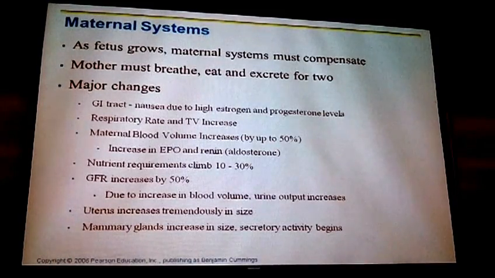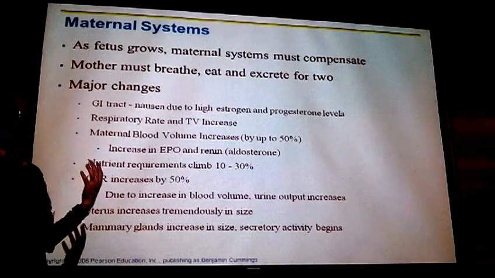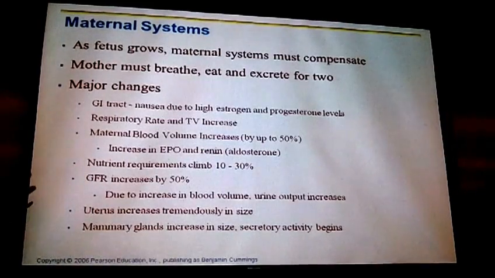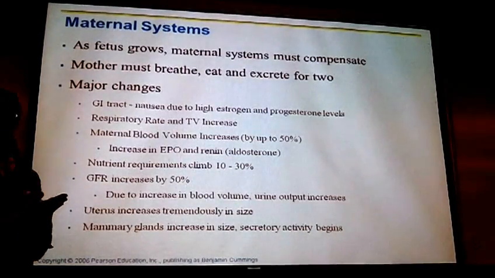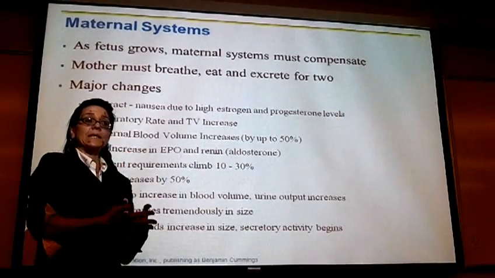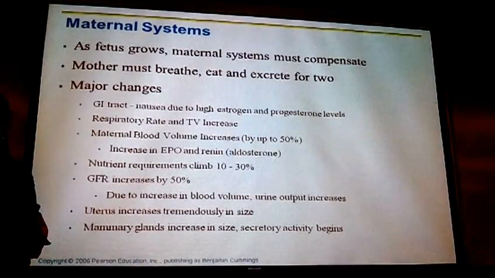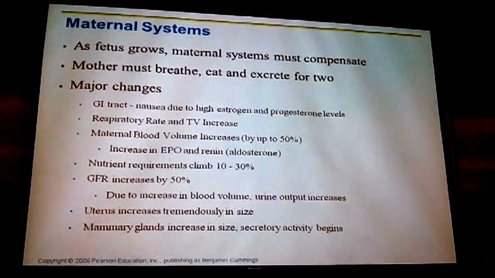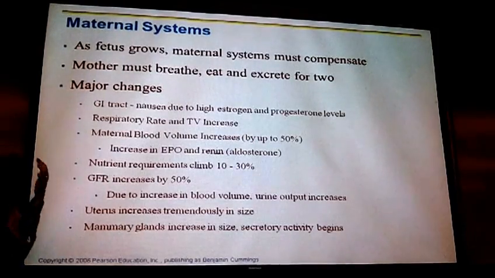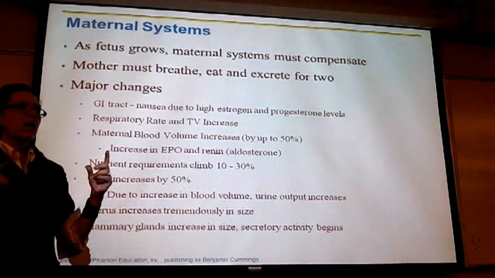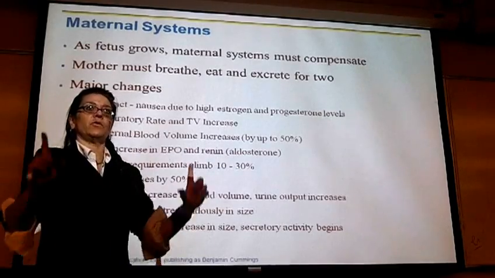So we want to say, what's happening to mom in all this? Because obviously there's a lot of things happening to mom's body while all this is going on. So obviously as that fetus starts to grow, mom's going to have to compensate. She's going to have to breathe for two. She has to eat for two. She has to excrete for two. The thing to keep in mind is mom is not breathing, eating, excreting for an organism the size of herself.